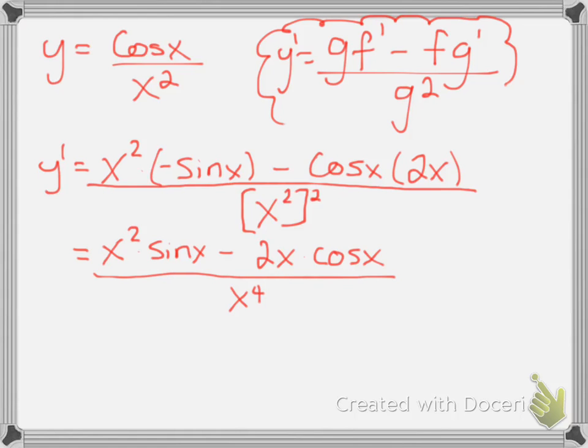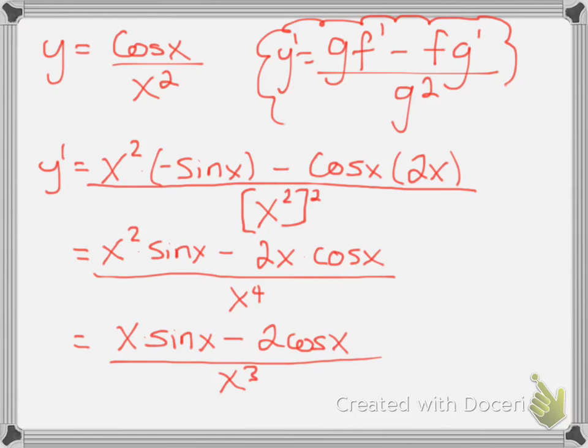And then what's common here is there's an x in both, so I can reduce that down a little bit by reducing the denominator to x to the 3 and then eliminating an x in both of these top terms in the numerator. So I end up with x sine x minus 2 cos x all divided by x to the 3. And that looks pretty good. So there's our final answer.